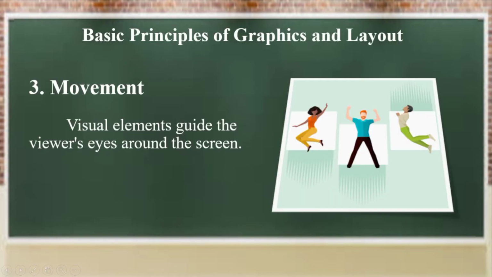Next, movement. It is a visual element which guides our eyes and also the viewer's eyes around the screen. In this principle, we need to consider the direction, the lines that we would be using, the angle, and the curve in order for the figure to really show as it is meant to be. Number three, movement.